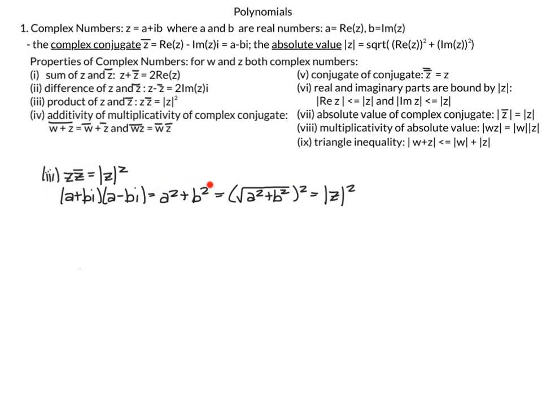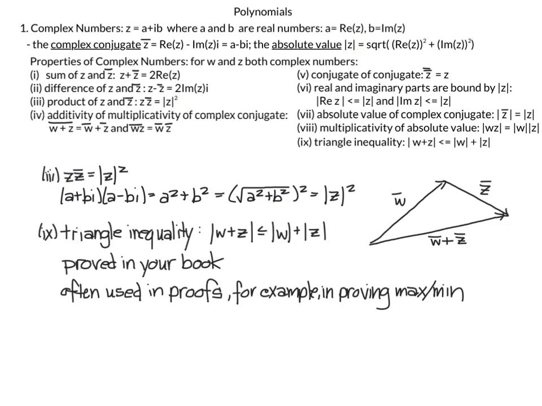We can take the square root of this and then square it and have the same number, but this part here you'll see is exactly equal to the absolute value of z squared. And that's the property here, property number 3. The next property we will talk about is the triangle inequality, property number 9.